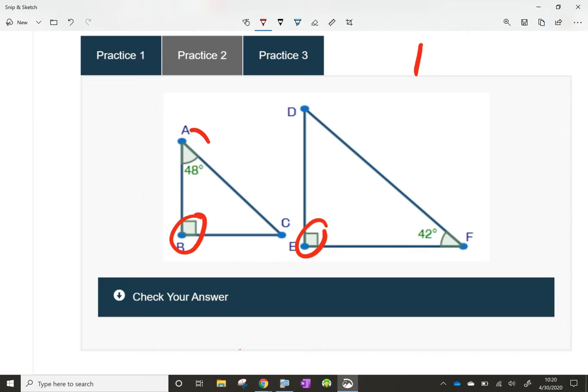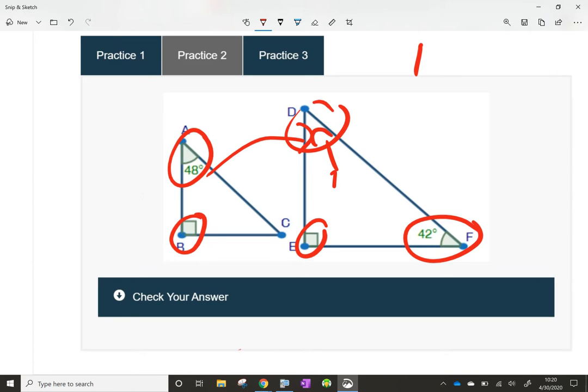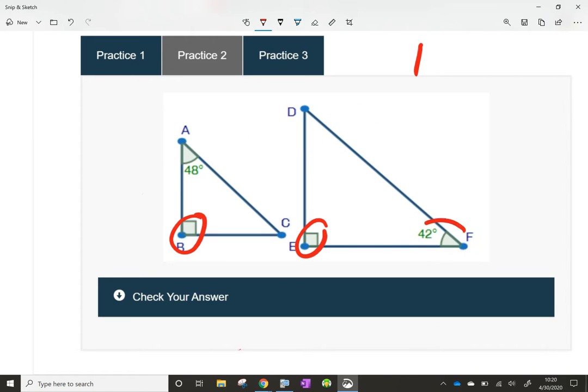Because what if the 48 isn't actually corresponding with this angle? What if the 48 is corresponding with this one, right? What if that angle is 48? Because if that angle is 48 degrees, then you have your second pair of angles that match. And of course, the same thing can be said for the 42. The 42 might be paired up with this one. How do we know, right? So here's what we do.